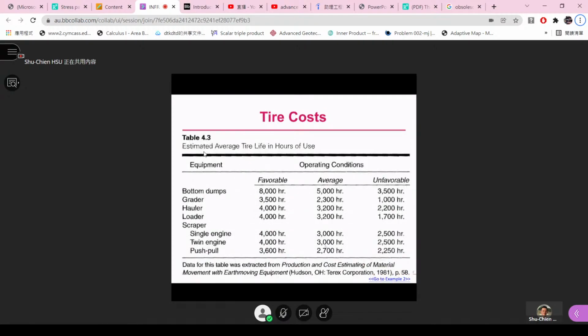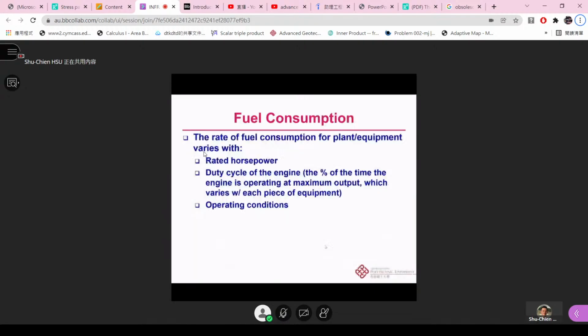All right. So this table is also provided by the Terex Corporation. You can see the estimated average tire life in hours of use. For example, the bulldozer in average condition is 5,000 hours. The grader in average condition is 2,300 hours. It's just based on that. You need to find out the kind of information that you need.